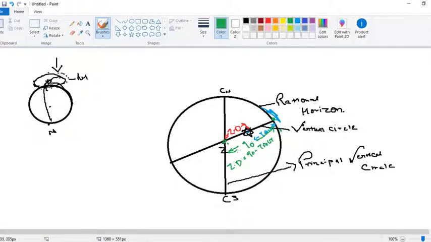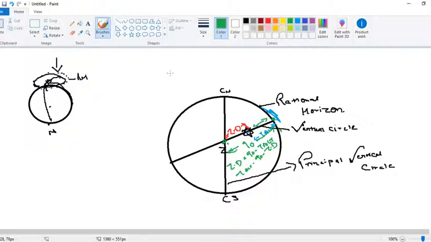If we subtract this from 90, we'll get the zenith distance. So zenith distance is 90 minus true altitude. In the same way, you can write true altitude as 90 minus zenith distance. If this is 90 and we subtract this, we'll get this. If we subtract this, we'll get that. Okay, so this is our rational horizon diagram.